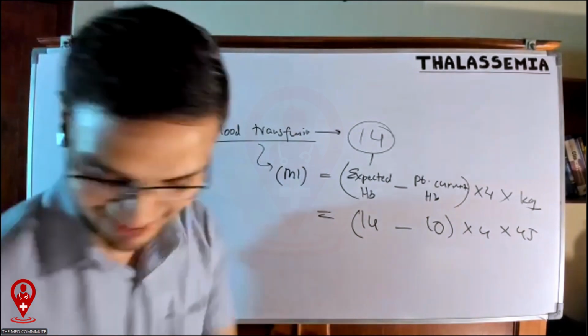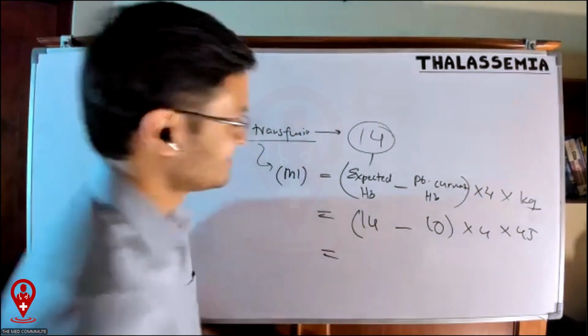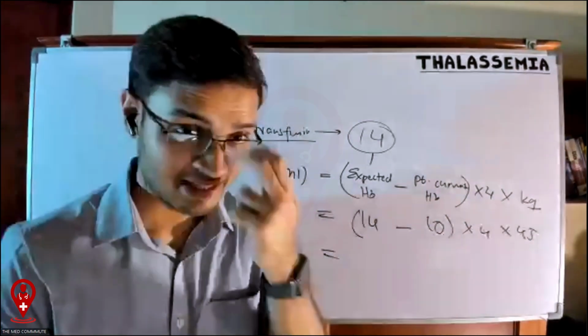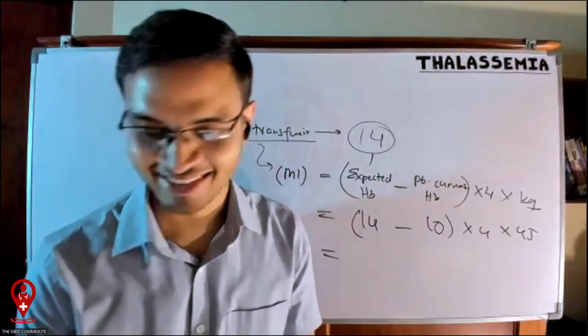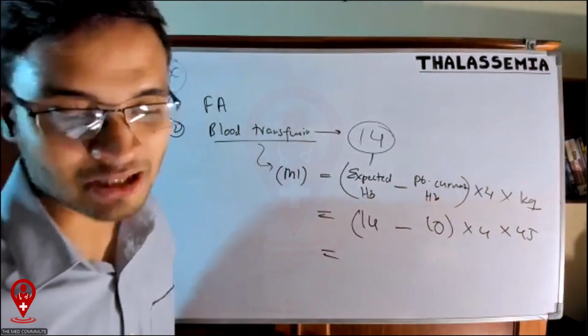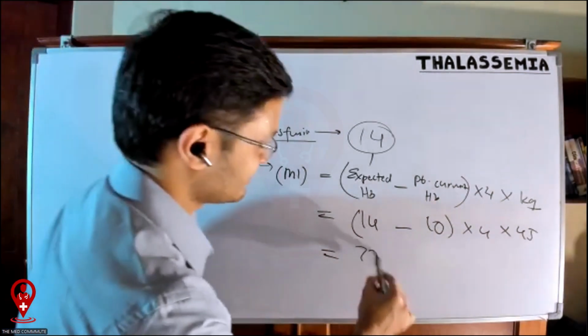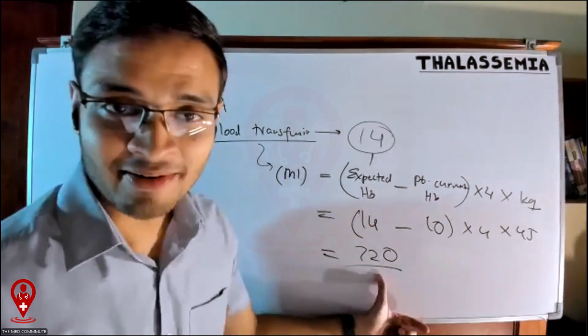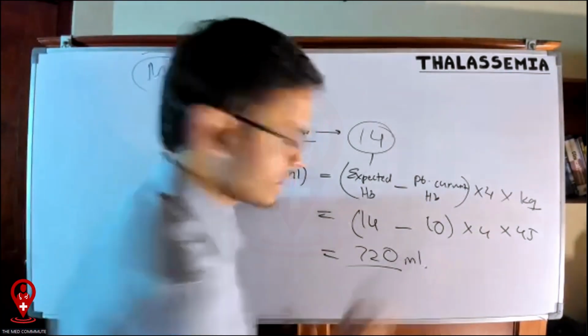My math is bad. What is 4 into 4 into 45? Guys, any mathematicians here or a calculator? What is the amount? Come on. 720. Okay, I trust you. So 720 ml of blood needs to be given.